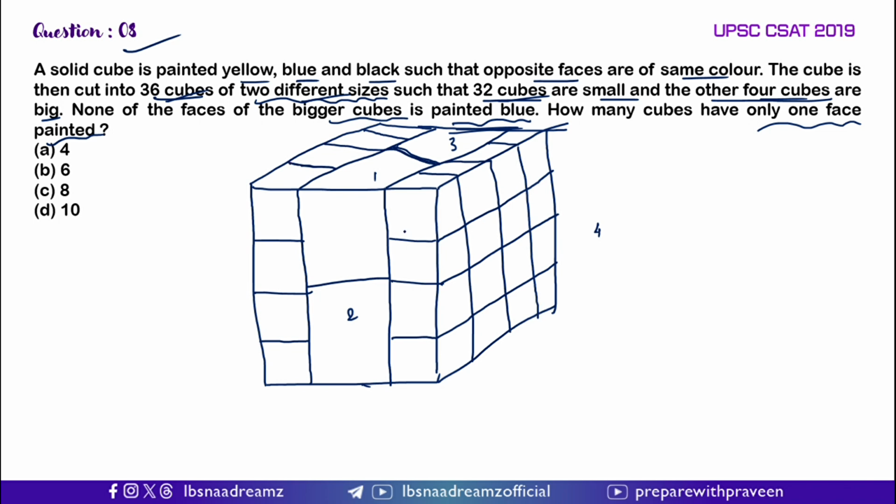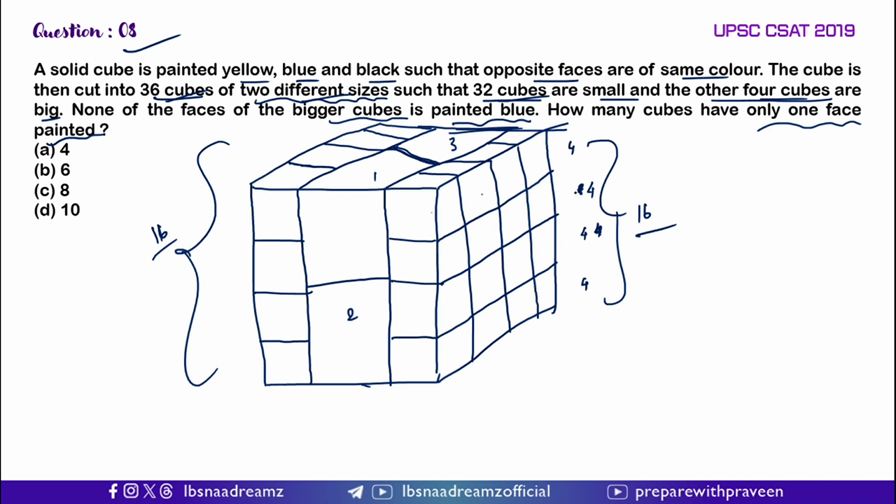Okay, on this side we have 1, 2, 3, 4, 8. That is, here also there will be 4 cubes, 4 cubes and 4 cubes. Okay, so totally we have 16 cubes on this side, and similarly we will have 16 cubes on this side. Okay, so we will have 32 small cubes and 4 big cubes.